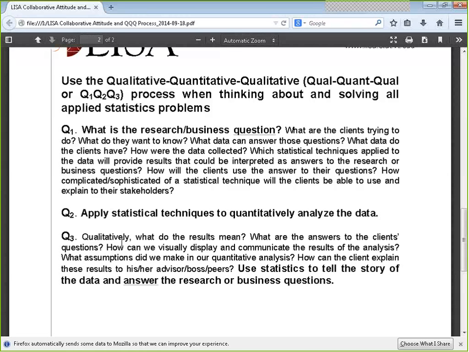What assumptions did we make in the analysis? How can the client explain these results to their advisor, boss, or peers? And basically, you use statistics to tell the story of the data and answer the research or business questions. That's what we call the QQQ process.